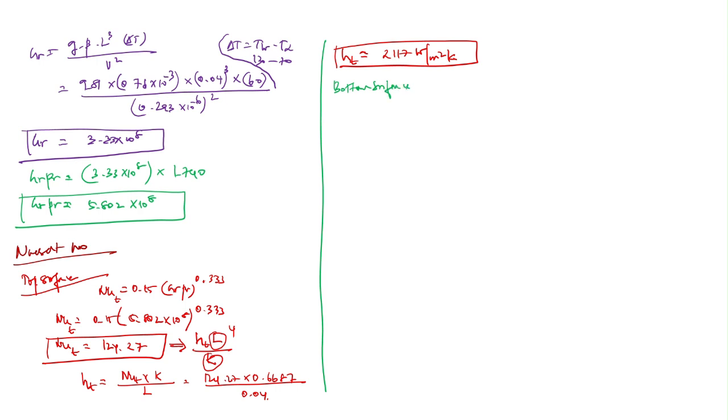For the bottom surface, we already noted the formula in the HMT data book. Nu bottom is equal to 0.27 into (Gr Pr) whole power 1 by 4. We already know Gr Pr is equal to 5.8 into 10 to the power of 8, and 1 by 4 can be written as 0.25. So Nu bottom is approximately 41.8, which is equal to h bottom into L divided by k.